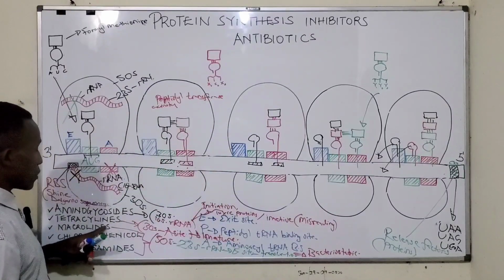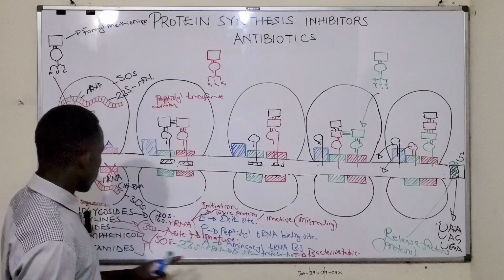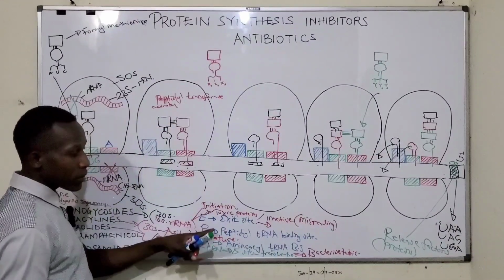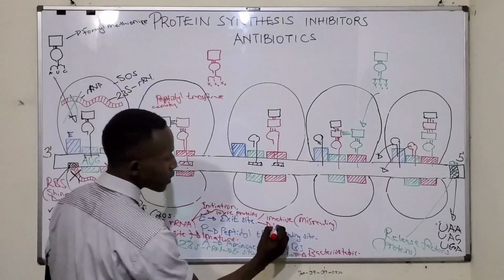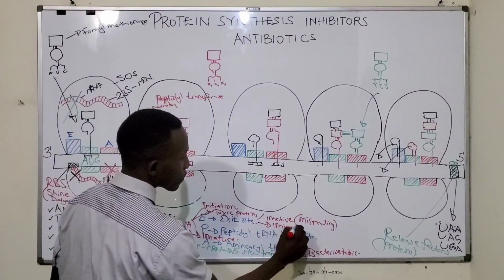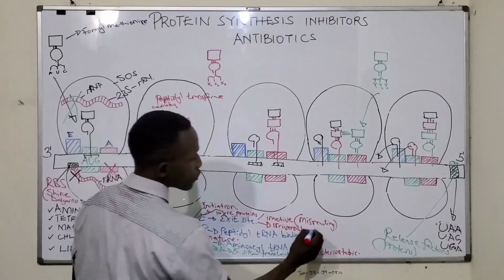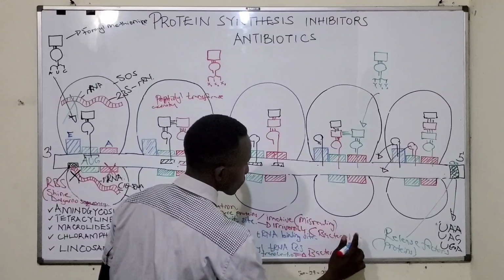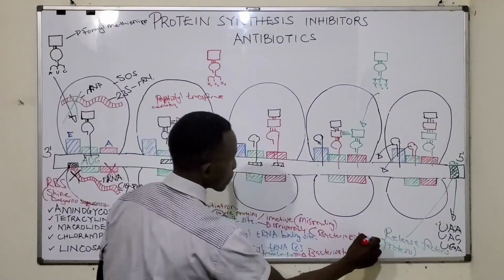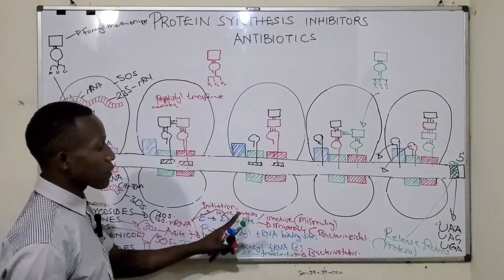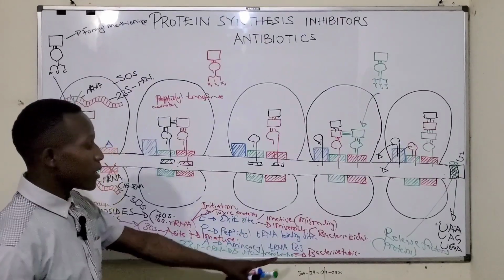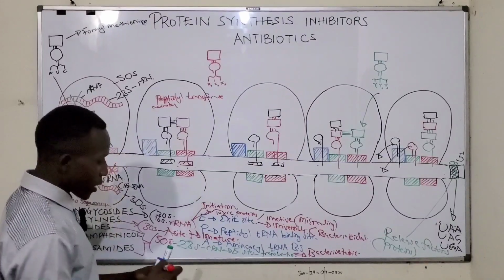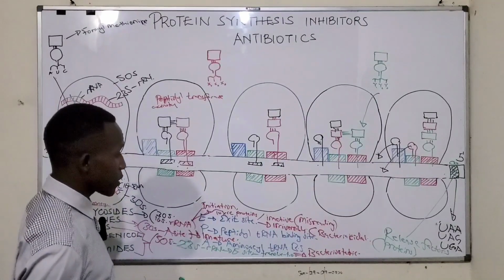So these three classes are bacteriostatic. But aminoglycosides bind irreversibly, while these ones bind reversibly. And this drug is mainly bactericidal because we may form toxic proteins. But these ones are mainly bacteriostatic. We just terminate the growing chain. That's why there is no formation of such toxic proteins.